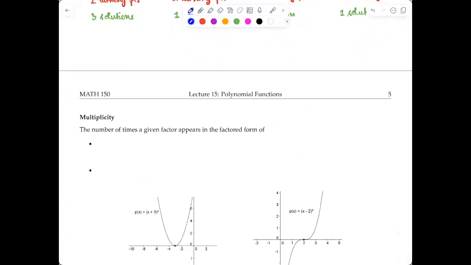The next concept is multiplicity. Now we try to learn the behavior of the graph of the functions. The multiplicity is the number of times a given factor appears in the factored form of the equation of the polynomial function.